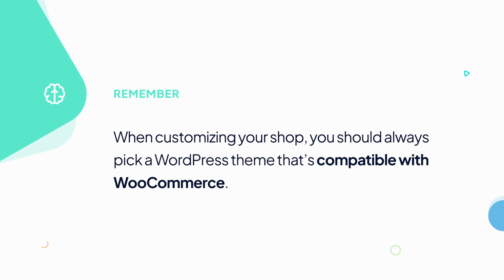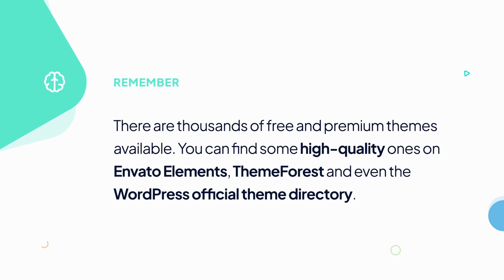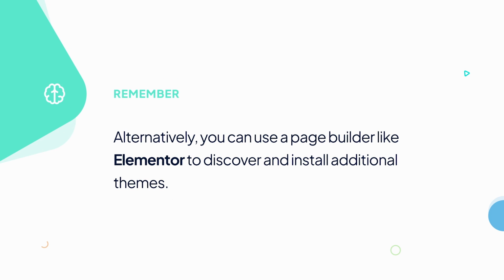Now, some key takeaways. When customizing your shop, you should always pick a WordPress theme that's compatible with WooCommerce. There are thousands of free and premium themes available, and you can find some high-quality ones on Envato Elements, ThemeForest, and even the WordPress official theme directory. Alternatively, you can use a page builder like Elementor to discover and install additional themes. And that's a quick look at WooCommerce customization.